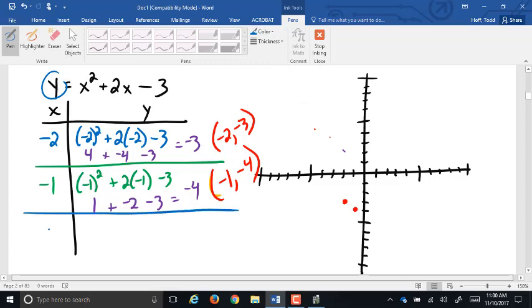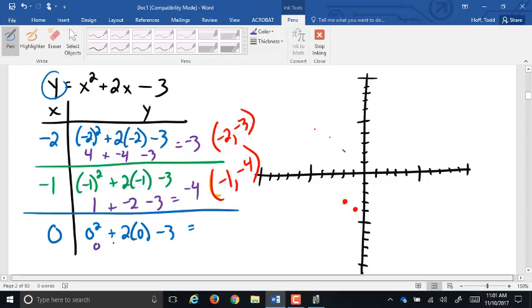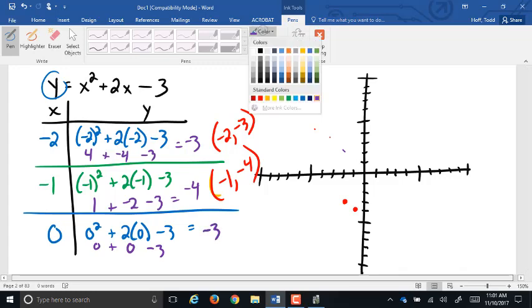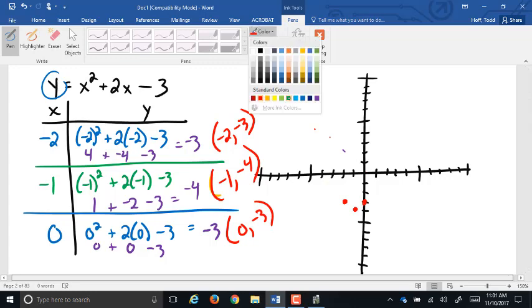Well, how about when we let x equal 0? This is 0 squared plus 2 times 0 minus 3. Well, 0 squared is 0. 2 times 0 is 0. Minus 3 is negative 3. So we have the point when x is 0, y is negative 3. 0, negative 3 is there. Well, we now know it's not going to be a line, don't we? So let's keep going.